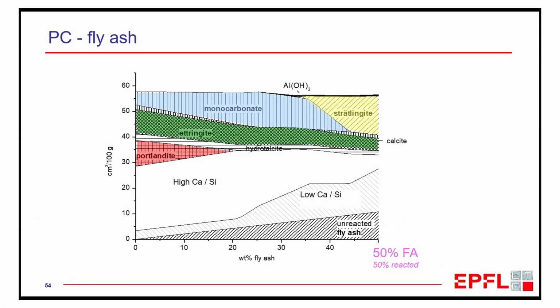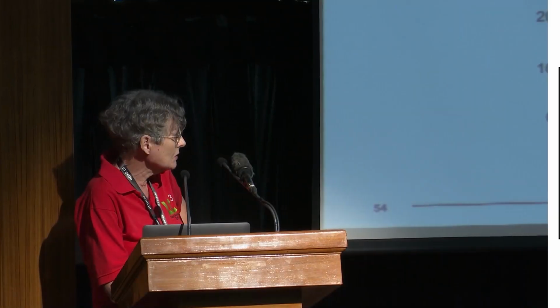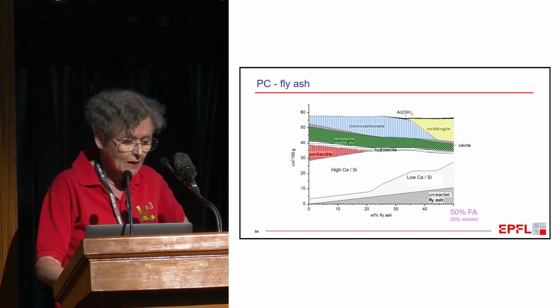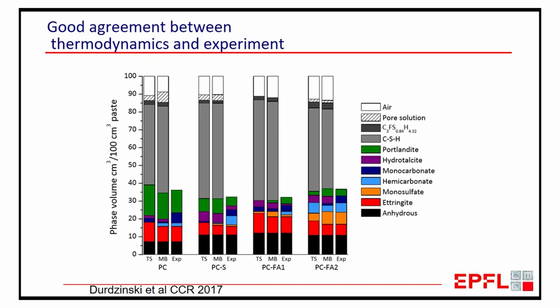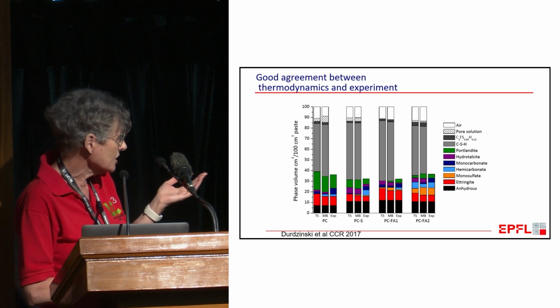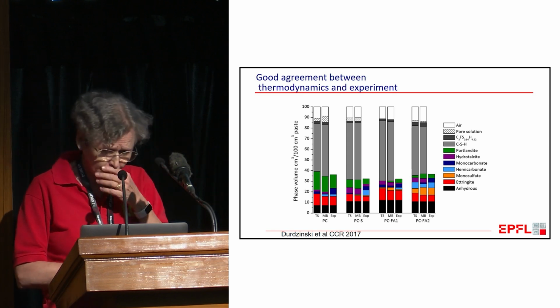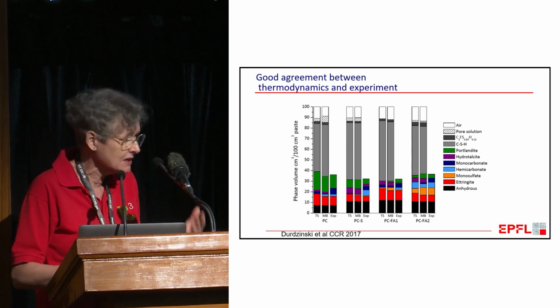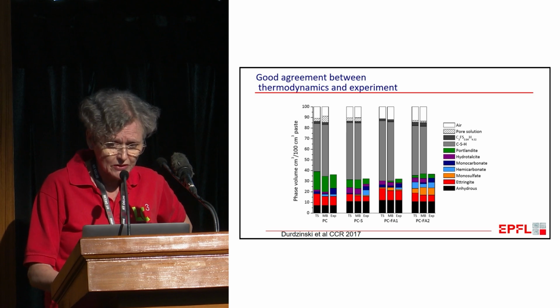And you can do the same for fly ash. You can see, again, this is starting to consume the calcium hydroxide, and then the fly ash just doesn't react anymore. And we did this thesis where we took these different blended systems and we compared, what does the thermodynamic simulation give compared to a mass balance calculation and compared to experiment. And there are some discrepancies which we can understand, but basically the agreement between all these methods is really quite good.